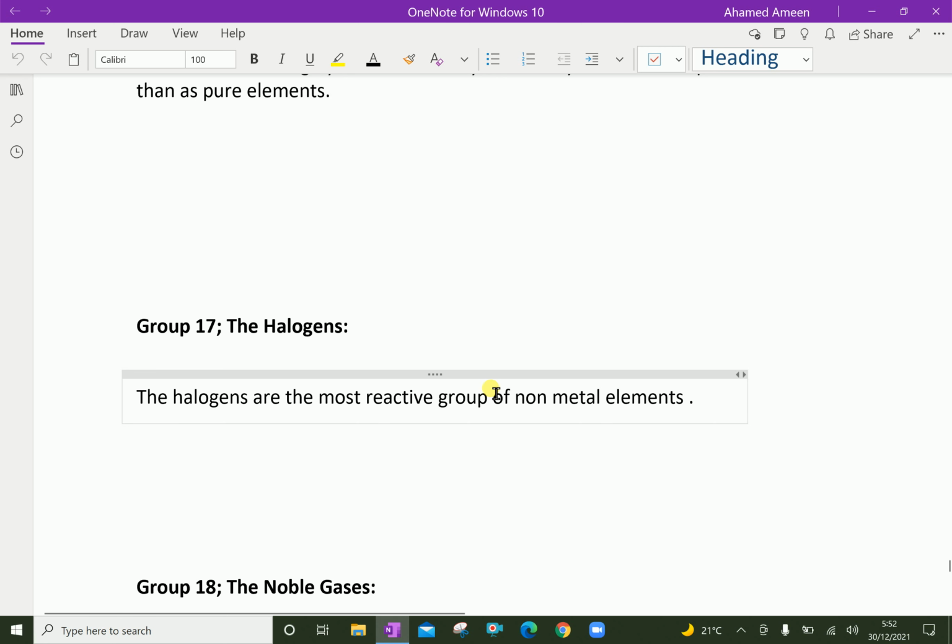For example, the alkali metal sodium easily loses its 1 valence electron to the halogen chlorine to form the compound sodium chloride, that is table salt. The halogens react with most metals to produce salts.